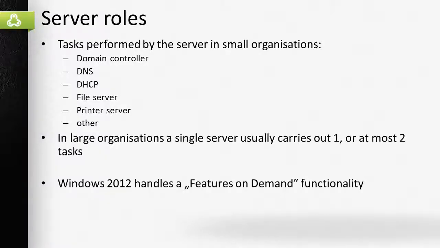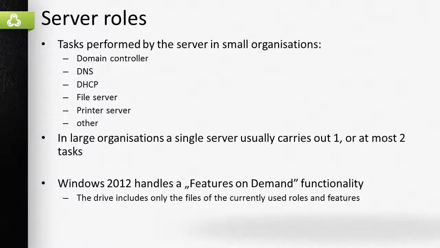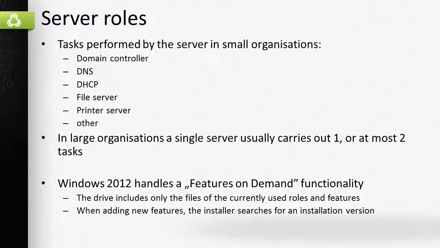Windows 2012 handles Feature on Demand, the feature we've already mentioned. This means that in the installed version, only the files the server uses are installed. There are no unnecessary files. If we add a new feature or role, the files are installed automatically. In such cases, the installer searches for the installation version. If there is access to a carrier, the files will be installed from it. If there is no such access, the installer will try to connect with Windows Update.